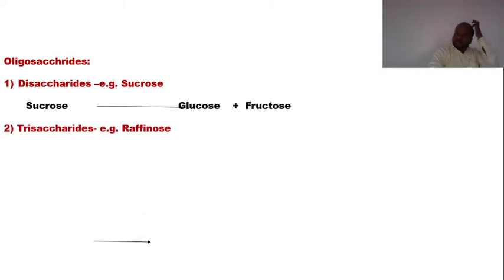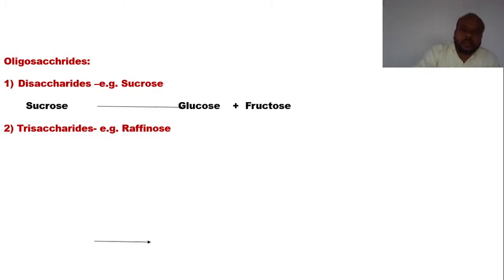Here the oligosaccharide is again classified into groups. The first one is the disaccharide, that means 2 sugar molecules are there. When we take the example of sucrose, if sucrose is hydrolyzed, then it gives glucose and fructose. Therefore it is called a disaccharide. Di means there are two types of sugars, glucose and fructose. So this is called a disaccharide, and the example is sucrose.